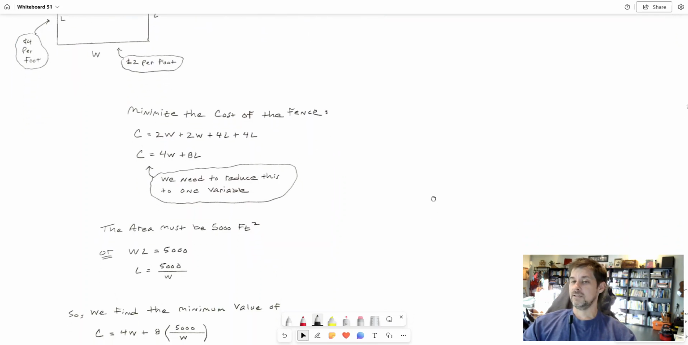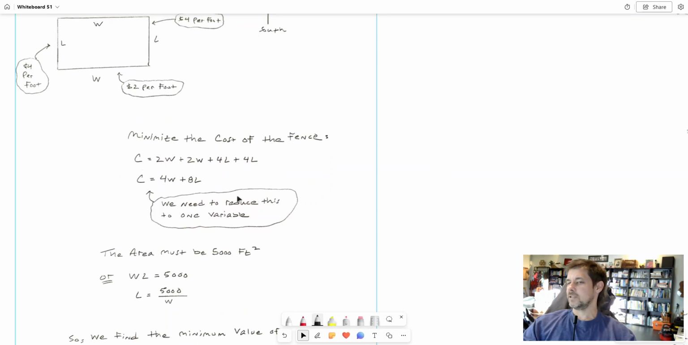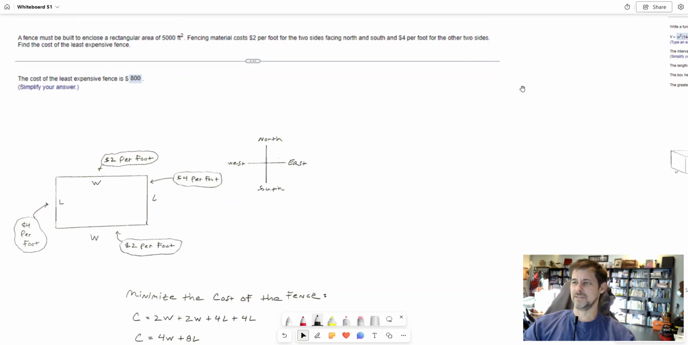Now, always in our class, we deal with functions that have only one unknown or one variable in them. This function has two unknowns in it, W and L. So what we will always need to do is eliminate one of those variables. So how can we do that? Well, when I got this equation, did I use all the information that was given? It makes sense, though it's not a guarantee, that you would need to use all the information. I didn't use anything about the area needing to be 5,000 square feet.